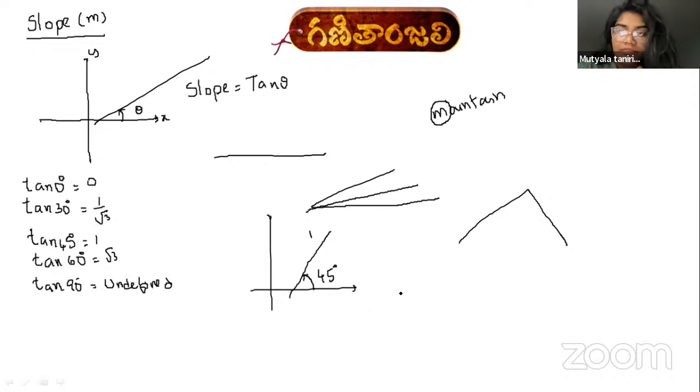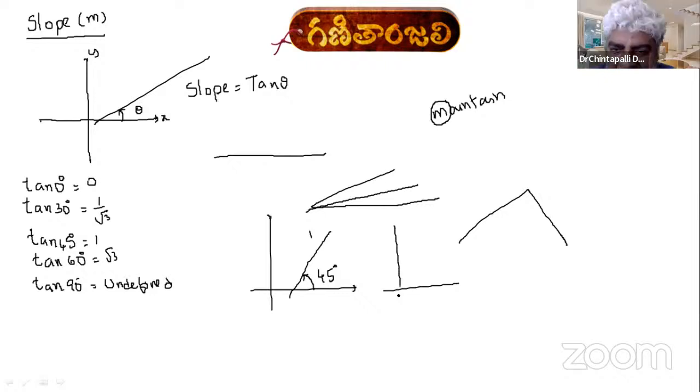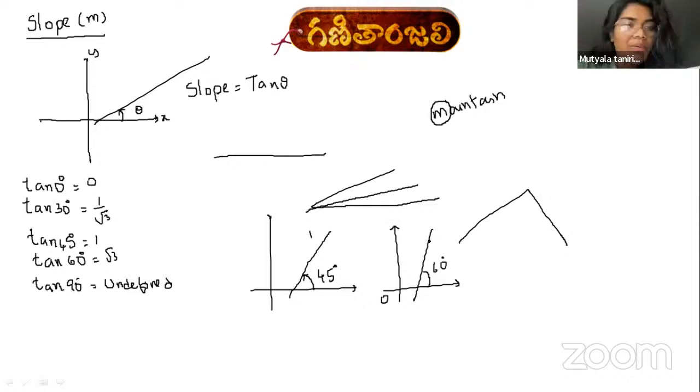There is a line which makes angle 60 degrees with the x-axis in the positive direction. What is the slope of this line? Root 3 over 1. Just root 3. Yes, its slope is root 3, right?